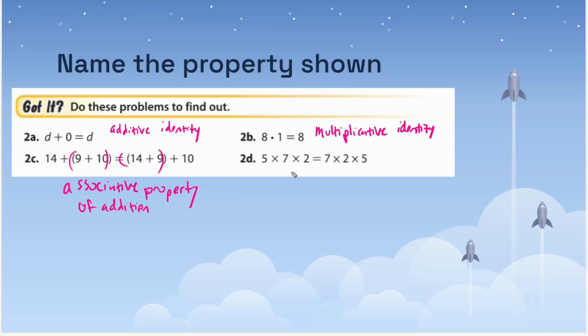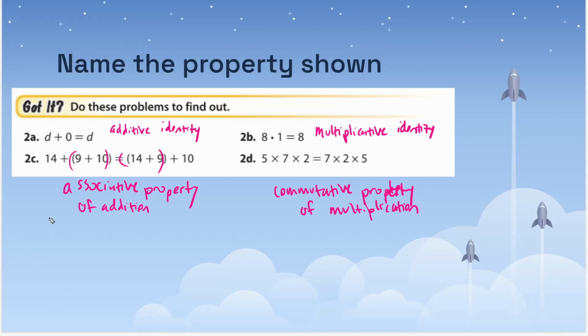All right. Here we have 5 times 7 times 2 equals 7 times 2 times 5. We've changed the order. Changing the order is commutative. And, oops, property of, we're talking about multiplication here.